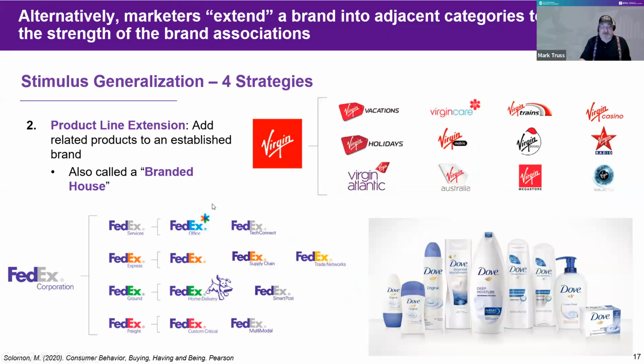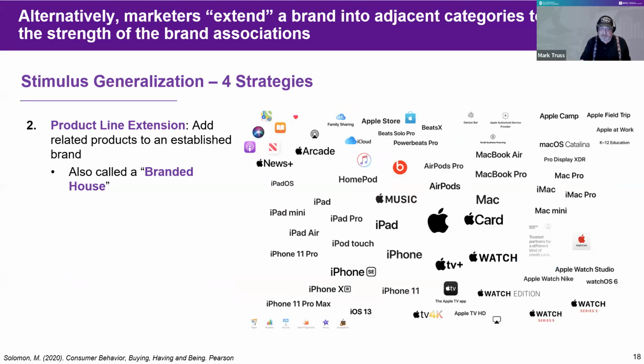Product line extension or a branded house is where you use that corporate name across all of the different services or products that you offer, right? So you've seen this with Virgin, where you have Virgin Airways, Virgin Atlantic. At one point, they had Virgin Records, Virgin Holidays, Vacations, all the different FedExes, all the different Dove products, all under that same branded name, leveraging the equity of that parent brand equity.